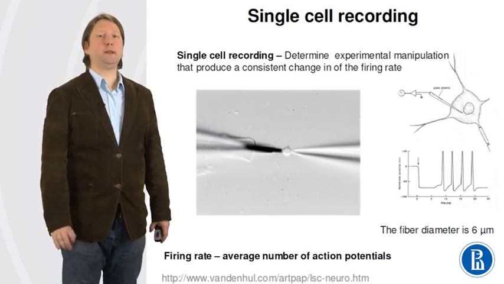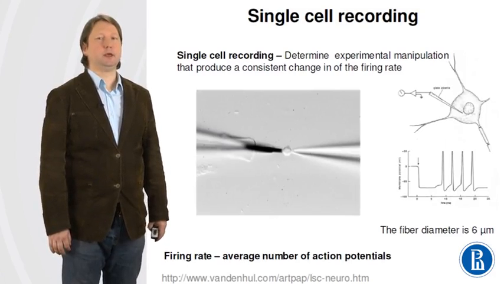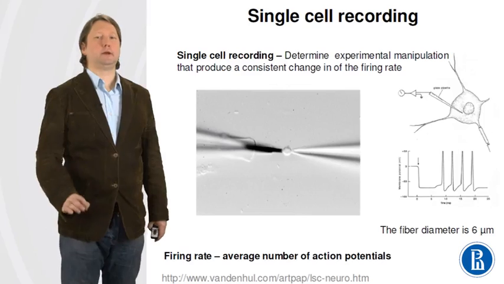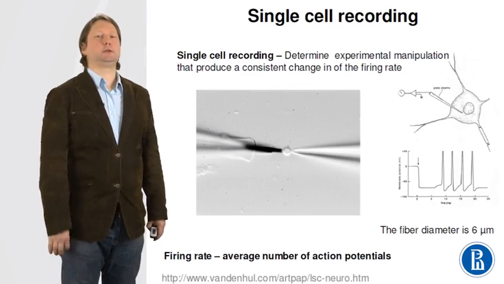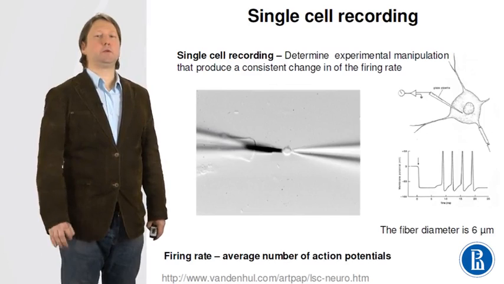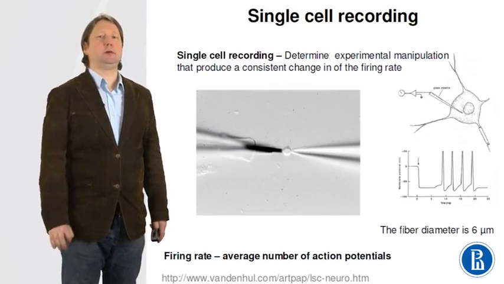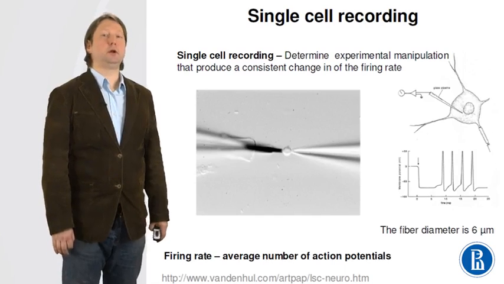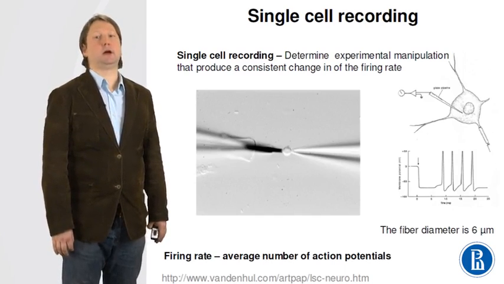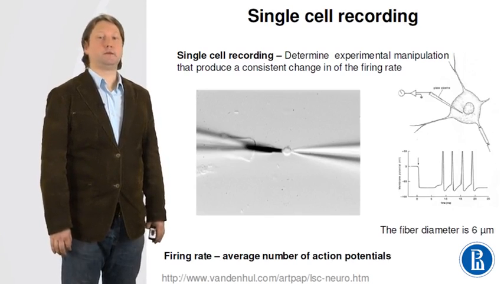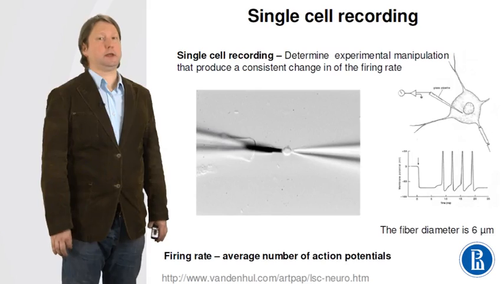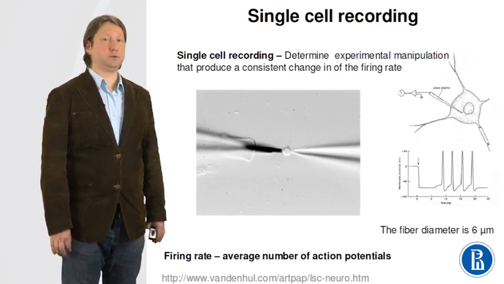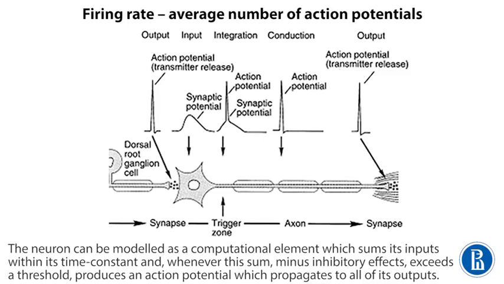We can record the activity of one neuron using the single cell recording method. We put a very small electrode inside of the neuron or nearby, and we can record the single action potentials produced by the neuron. The more active the neuron is, the higher the frequency of action potentials produced by the neuron. So overall, the neuron is a major computational element of the nervous system.